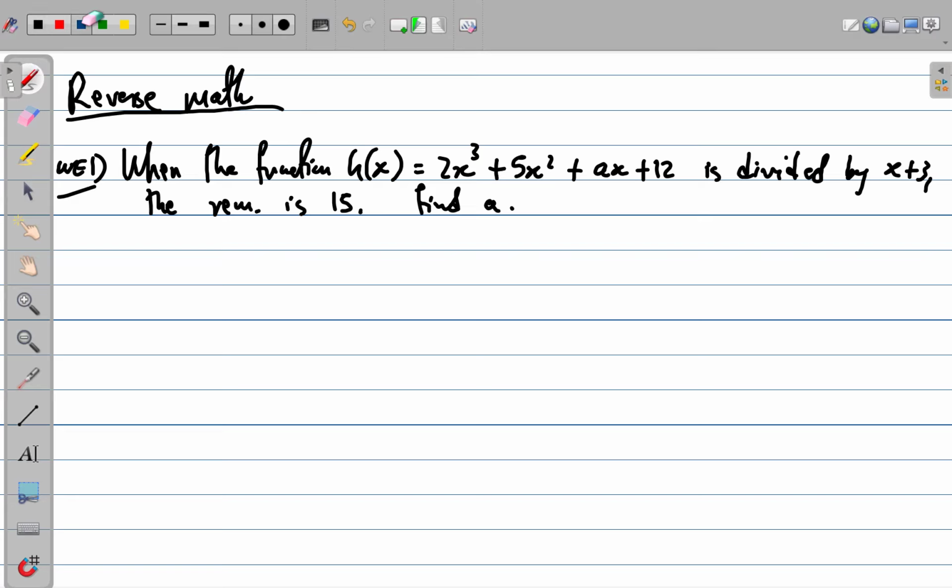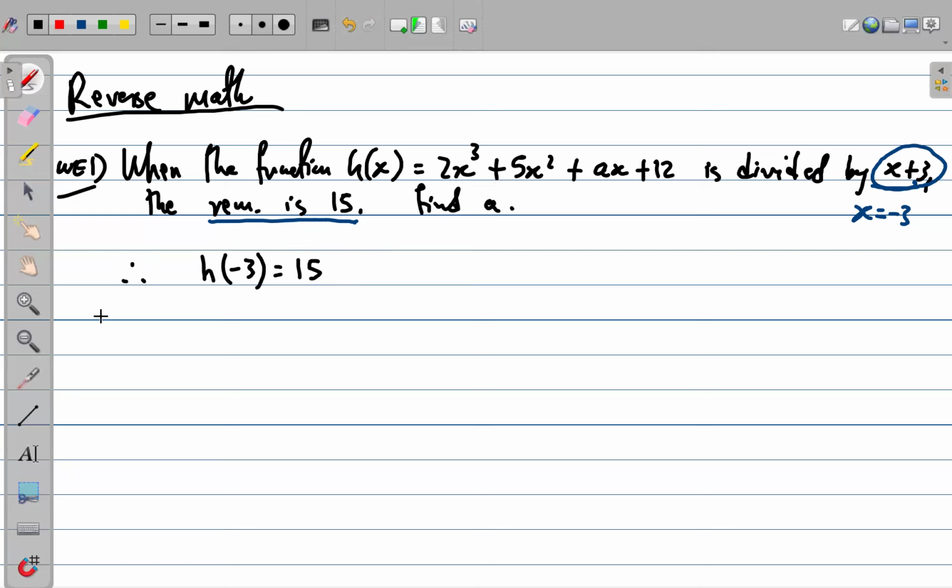Don't panic. Think of what we are doing in the forward process. If I know that the function is divided by that, then I know that when I substitute a -3, they say the remainder is 15, then I'm going to get a 15. In other words, I need to understand that h of -3, in substituting a -3 in this whole thing, I'm going to get a 15. That is the long and the short of this whole complicated statement. So let us substitute a -3 and solve for a.